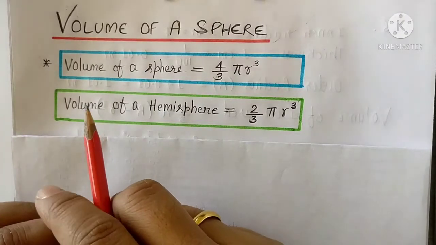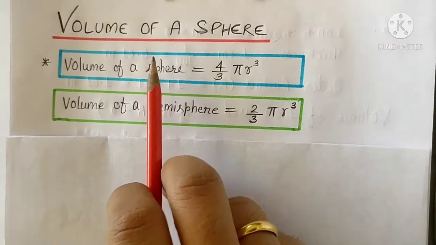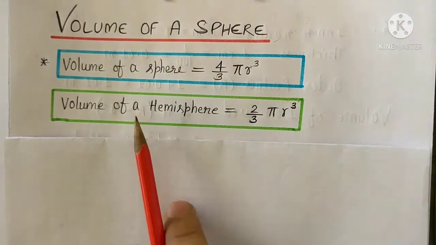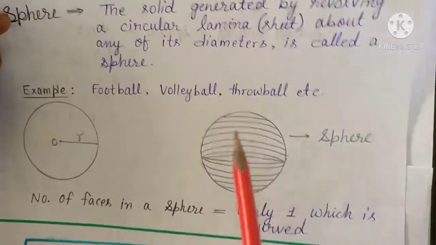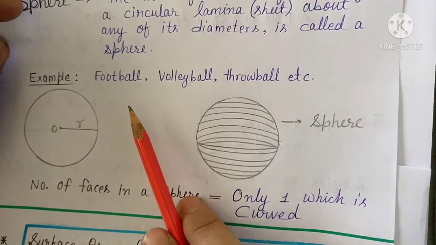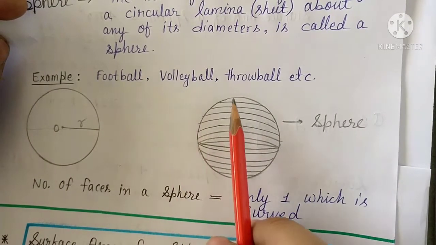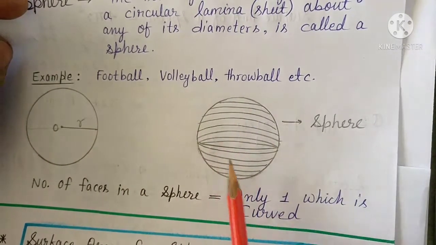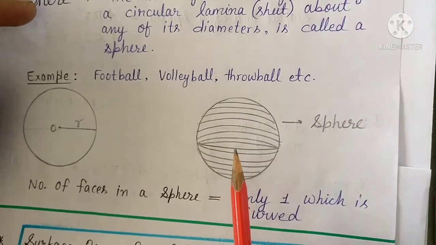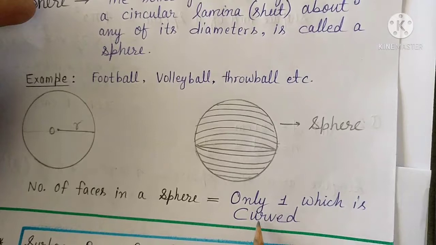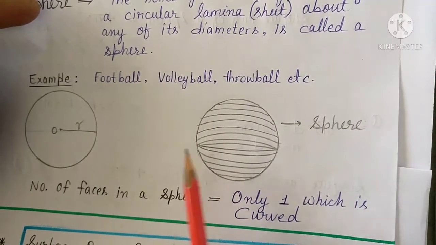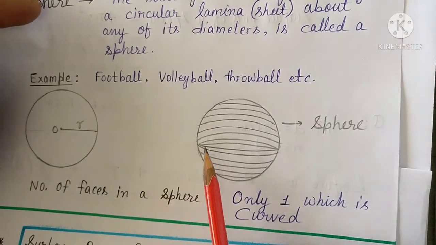So now students, we are going to talk about the volume of a sphere. Sphere I have already explained when I explained surface area of a sphere. At that time I told you that the shapes of football, volleyball, throw ball, cricket ball, these all are in spherical shape only. Okay, and remember a spherical shape has only one face, that is curved. So we are finding only CSA, not TSA, in spherical shape.